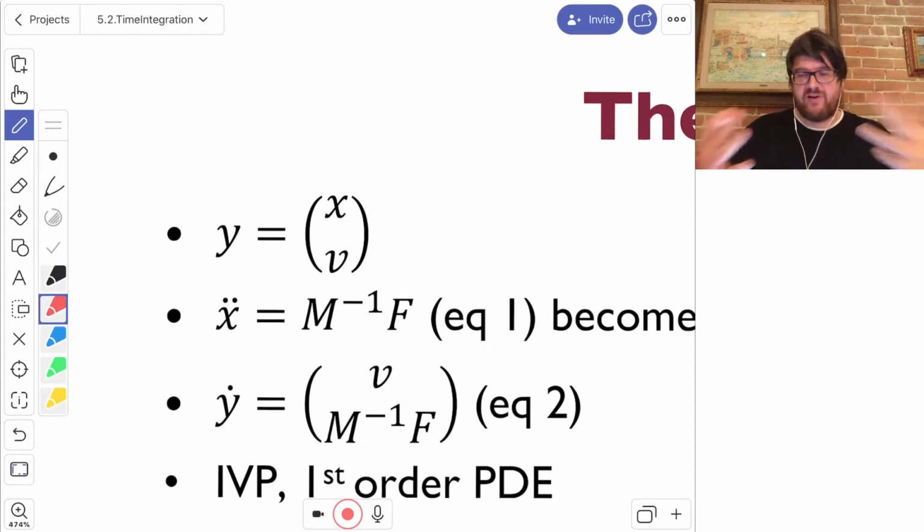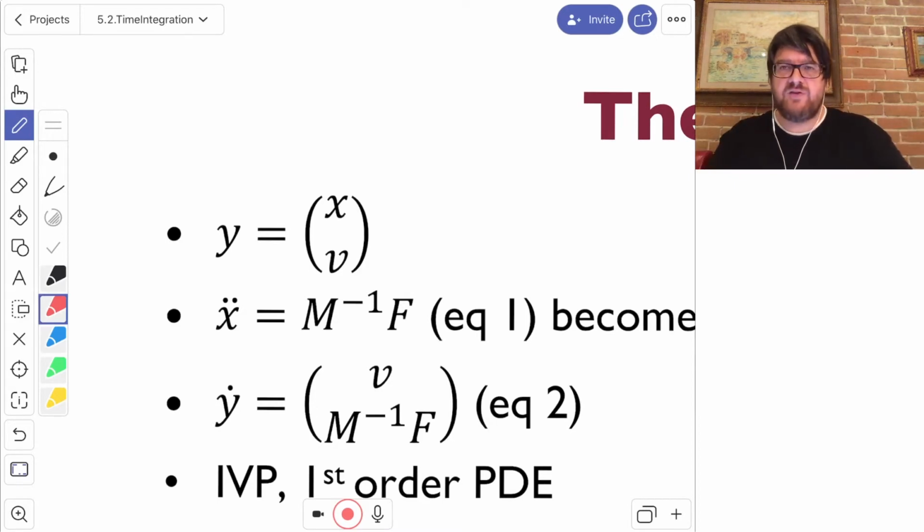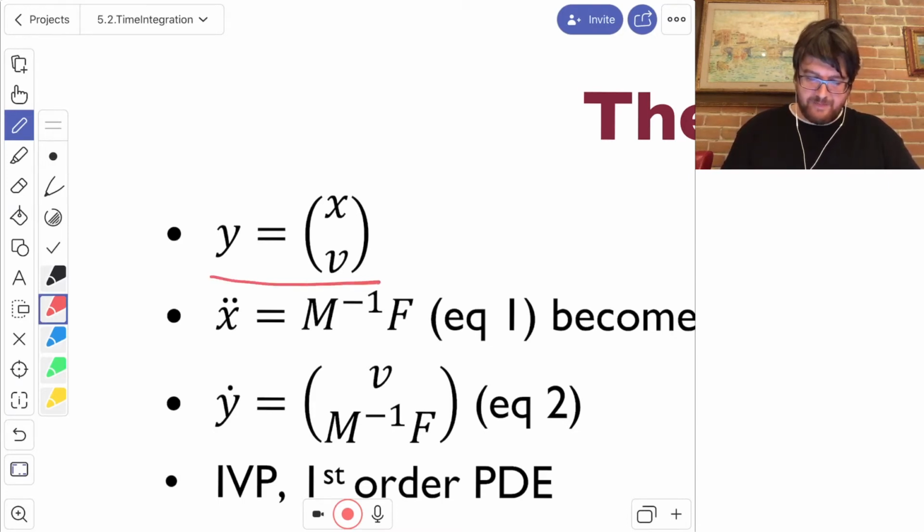So we have a change of variable, let's say. Our new variable y is going to be the concatenation, the vector, of x and v. I'm using the word concatenation because if you write it like x and v, it looks like it's two-dimensional, but it's not true. If it's in 3D, x is going to be in 3D, and you can have 3 times n values if you have n points in your object, and the same for v. So we abstract this long vector as x and v. This is our new variable y, which is the concatenation of x and v.